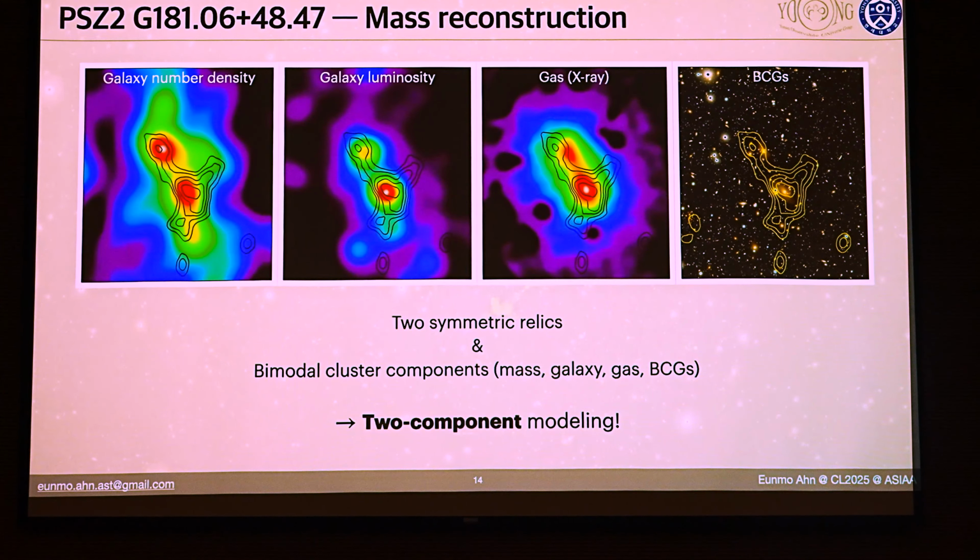So we assume that this cluster merger is primarily driven by the two main subclusters, one in the north and the other in the south. So we model this cluster merger as a two-component model.